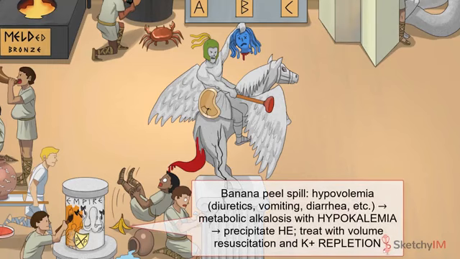Low intravascular volume leads to a metabolic alkalosis with associated hypokalemia. And the brain doesn't like hypokalemia. Not to mention low perfusion. Treatment includes volume resuscitation and repletion of potassium.